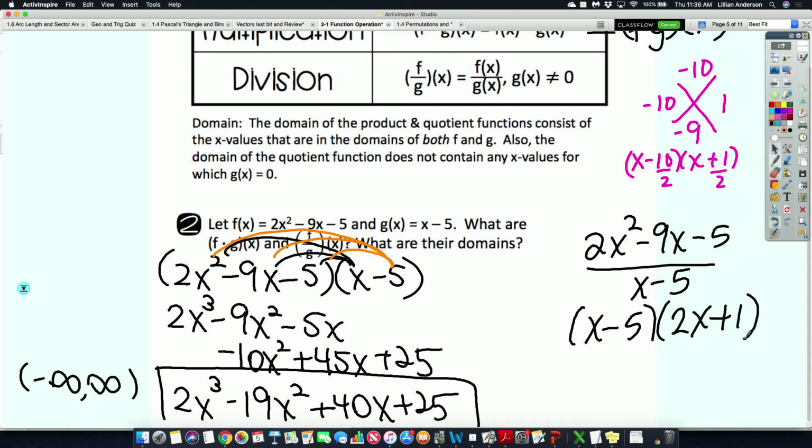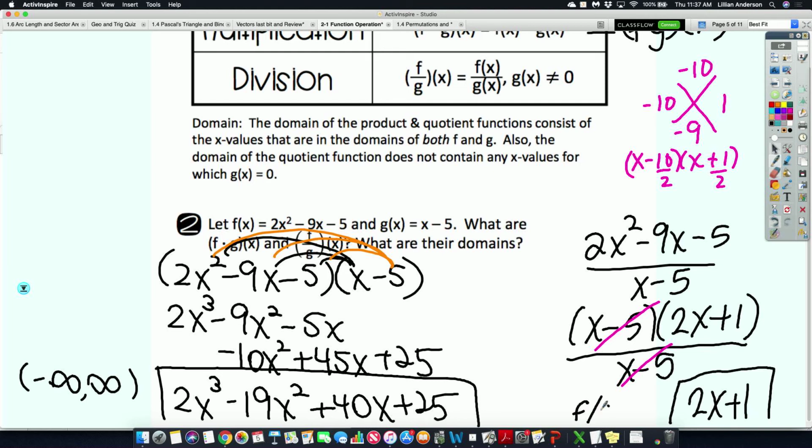You multiply the 2 and the negative 5, make your x, find your factors, divide, and bottoms up. Can I simplify it now? Yes. What happens? Those cancel out. So my final answer is 2x plus 1. That's f divided by g.